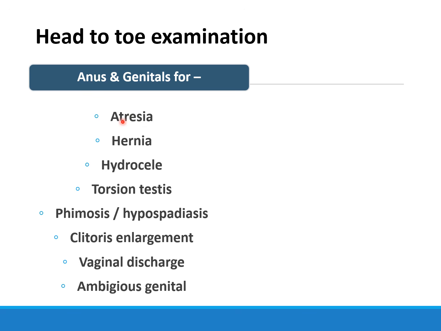Especially we have to rule out anal atresia if baby is not passing the meconium by 24 hours of life. And also sometimes meconium is coming from the urethral opening. It is suggesting that the patient is having anorectal malformation. So we should rule out imperforate anus or any other anorectal malformation. Also check for any inguinal hernia, hydrocele, torsion testis, phimosis, hypospadias or clitoris enlargement, which can be seen in ambiguous genitalia, any vaginal discharge.